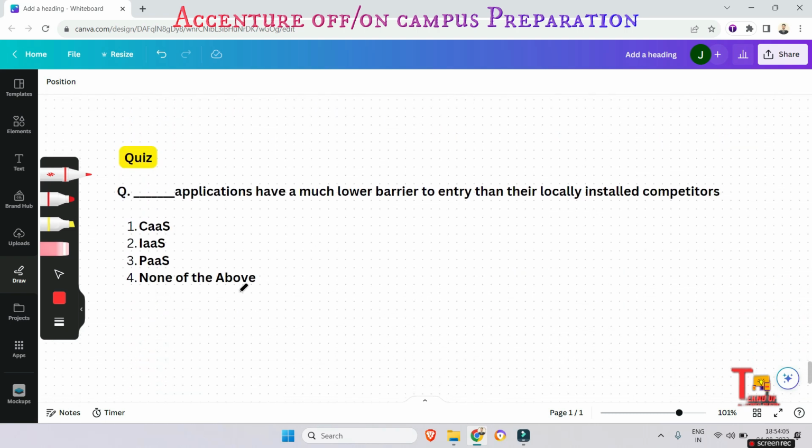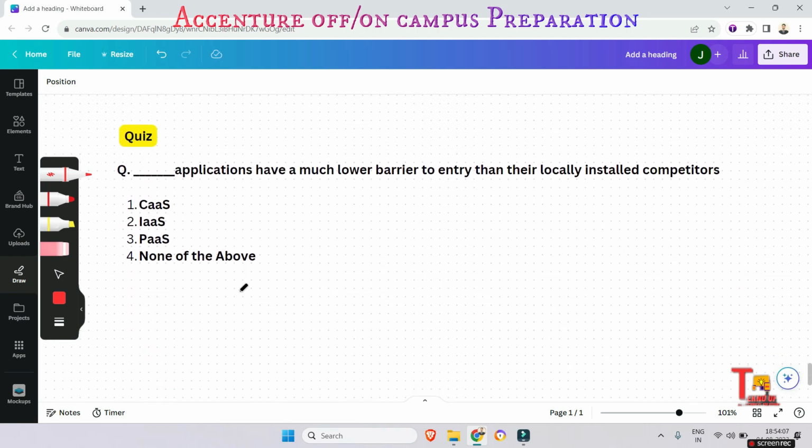Okay, let's go to another quiz. Dash applications have a much lower barrier to entry than their locally installed competitors. CaaS, IaaS, PaaS, or none of the above? Give me the answer. All three quizzes I have shown to you, please answer one by one and all together in a single comment.